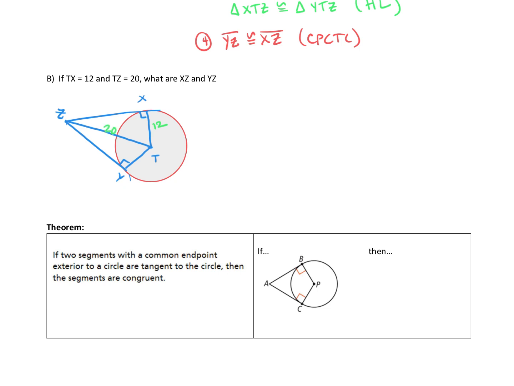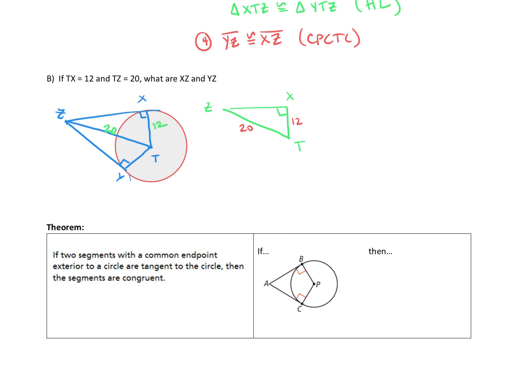What are XZ and XY? I'm sorry, XZ and YZ. Well, XZ is part of this triangle. So if we look at that triangle, we know it's a right triangle. Here's X, here's T, here's Z. We know that this is 20, and we have a 12 over here. So let's find XZ. Pythagorean theorem, great.